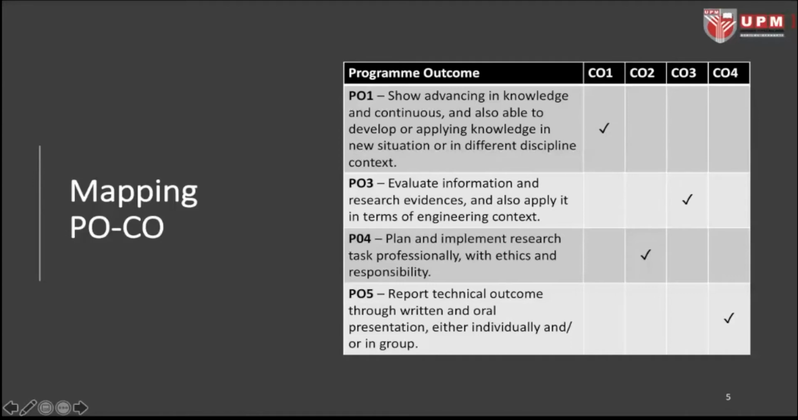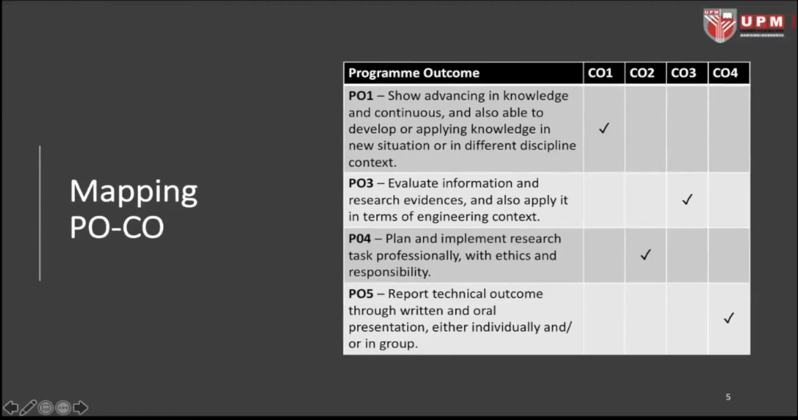At the same time, program outcome number four is that the student should be able to plan and implement research tasks professionally with ethics and responsibility, and it is mapped against course outcome number two. Why are the words ethics and responsibility highlighted there? Basically, I would like you to avoid doing the assignment or group activity by just copying and pasting from somewhere. You need to have integrity and be responsible with whatever you are doing in this course, so that it is beneficial for you when the time comes to apply the knowledge in the real world.